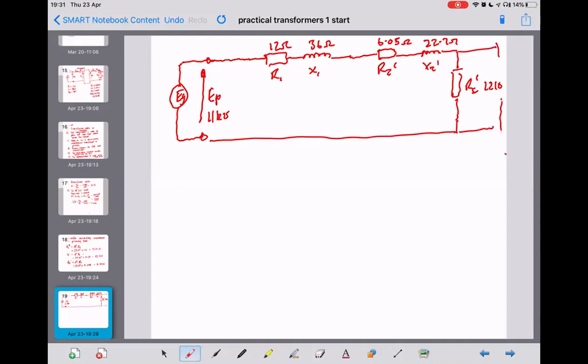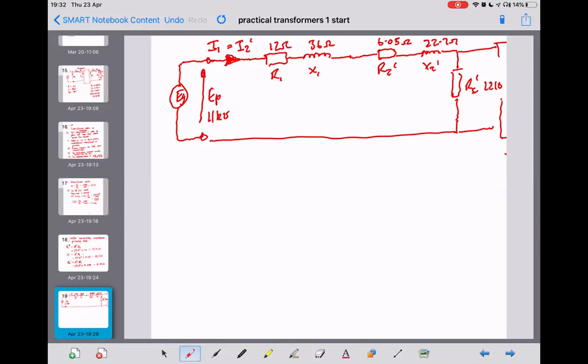Our ideal transformer is over there. So we've got every component now transferred to the primary side. And the current flowing here is equal to I1, but it's also I2 dash. They're the same current because they're transferred. So I1 is equal to the I2 transferred to the primary side current.